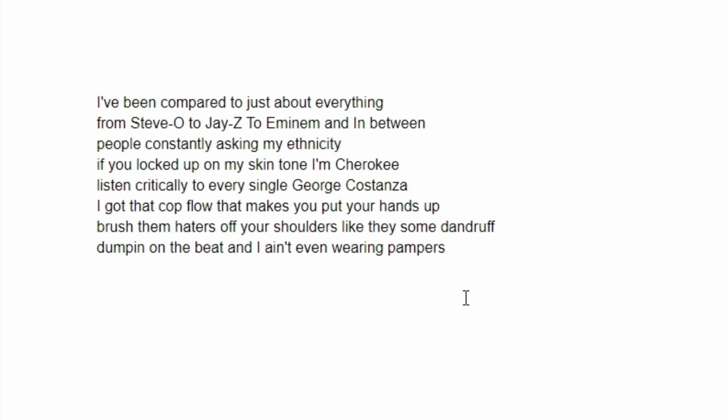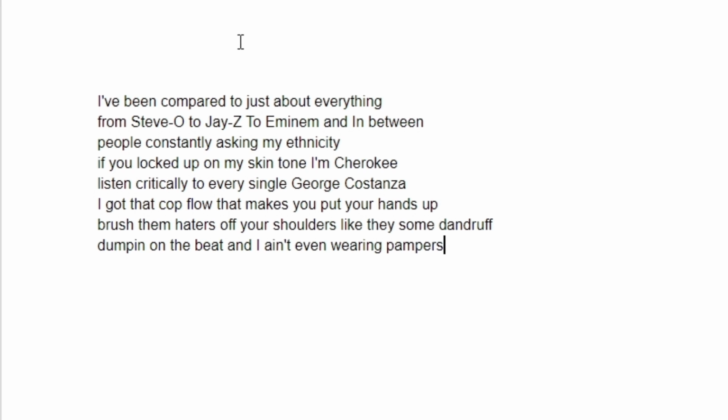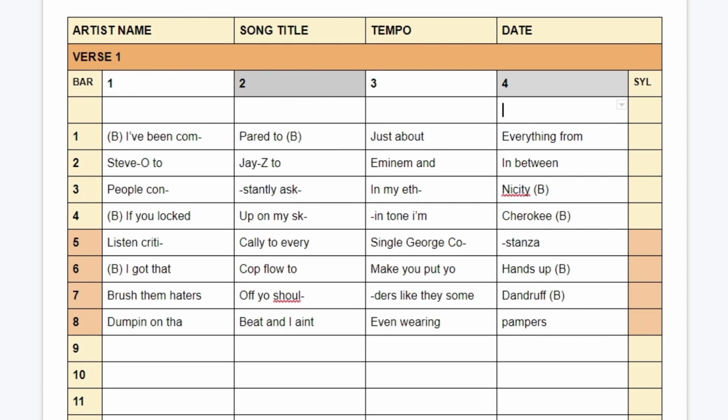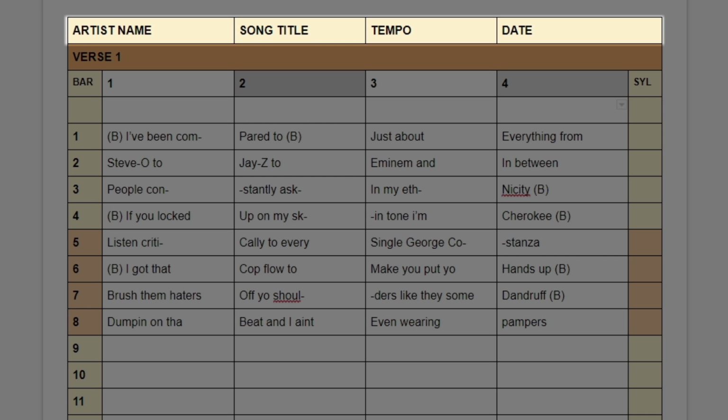Bar sheets look something like this. So look, you see how this looks right here, right? This is how bar sheets look. Now let me just break down and explain what you're looking at here. At the very top, you see a place where you can put in your artist name, song title, tempo, the date. That's pretty self-explanatory.